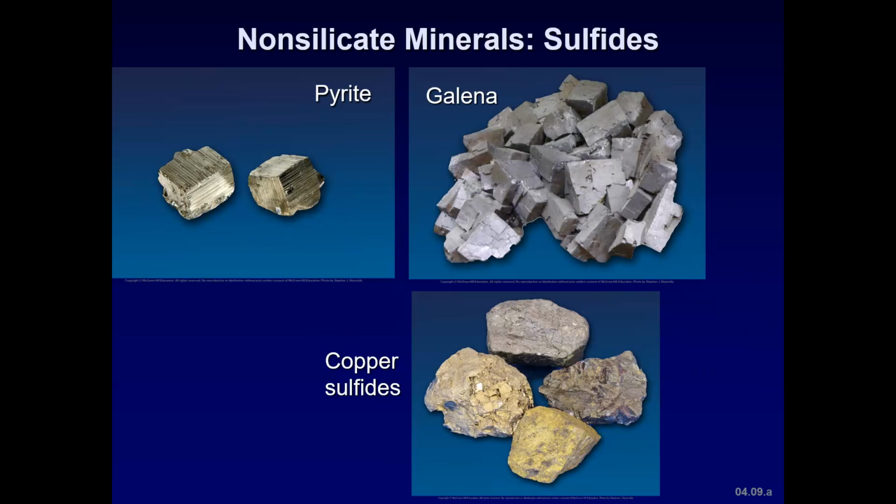Here's some sulfide examples. Good metallic luster here with pyrite, fool's gold, that's an iron sulfide, galena, lead being the metal in there. It's mined for its lead content, and its cubic cleavage is pretty interesting to look at. And then copper sulfide, also mined for metal content. So iron, lead, copper.